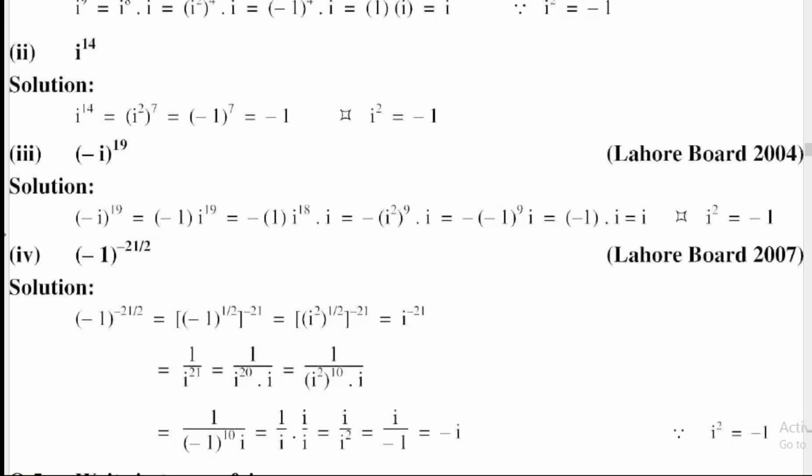So 1 divided by iota, by rationalization, multiply by iota divided by iota. So iota divided by iota square, which is equal to minus 1. Iota divided by minus 1 is equal to minus iota, which is the required solution.